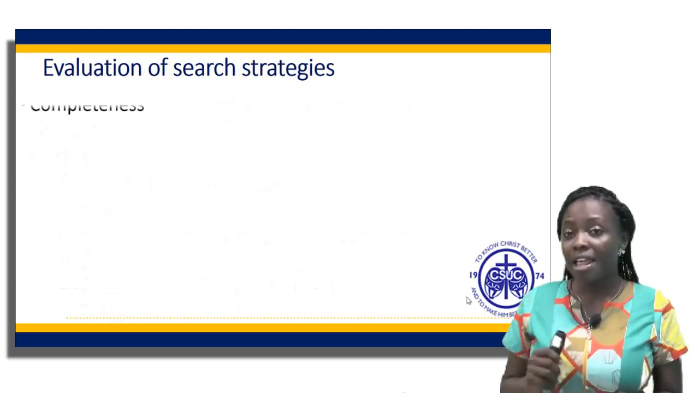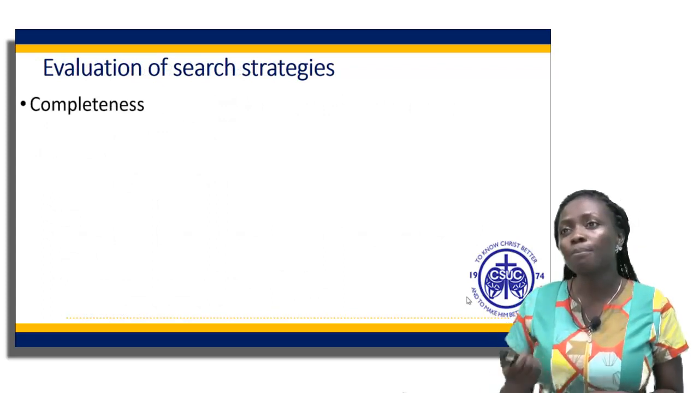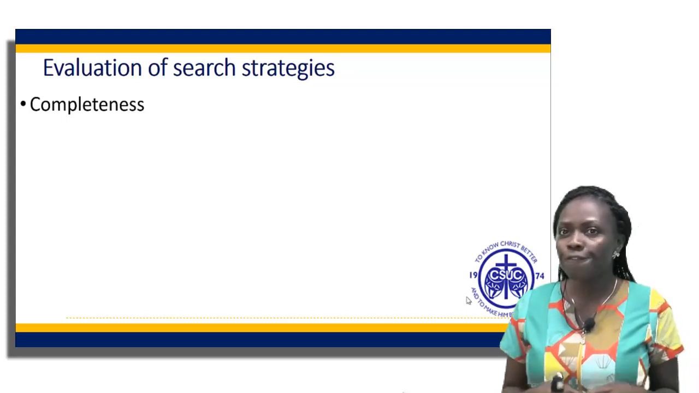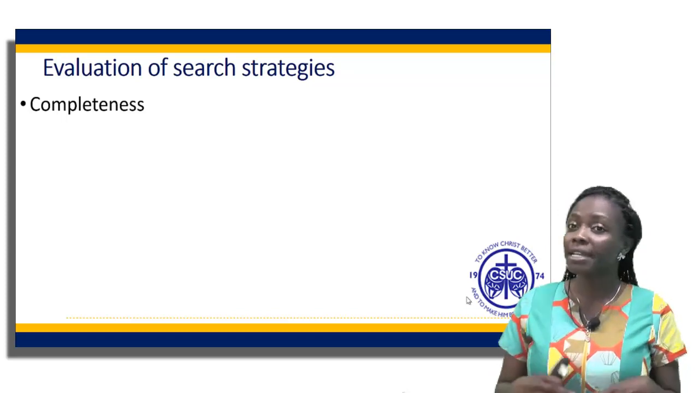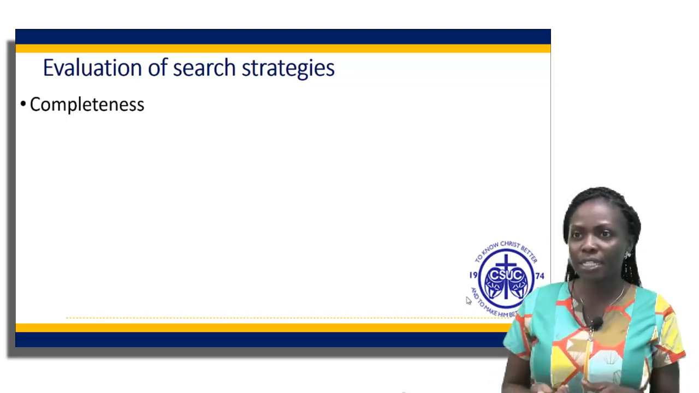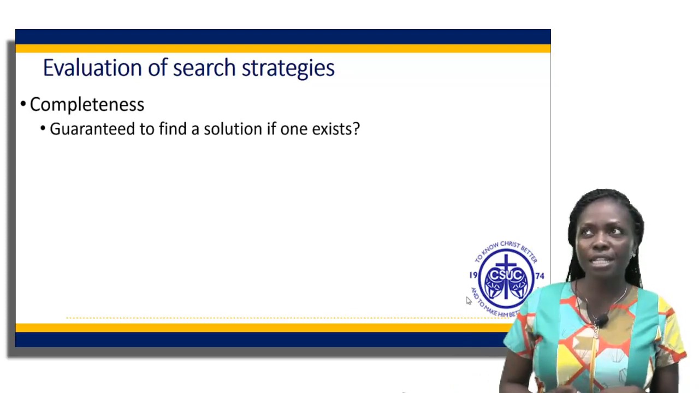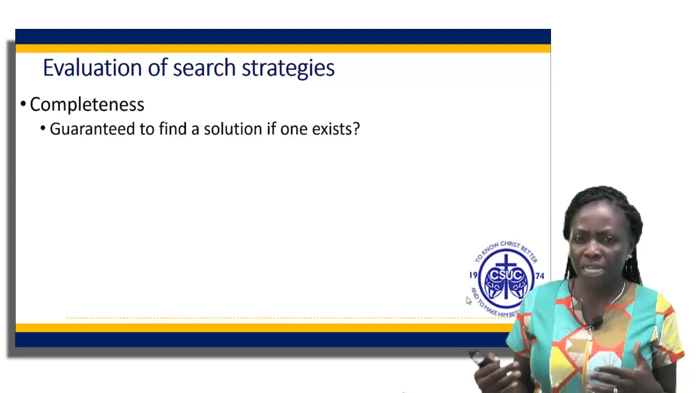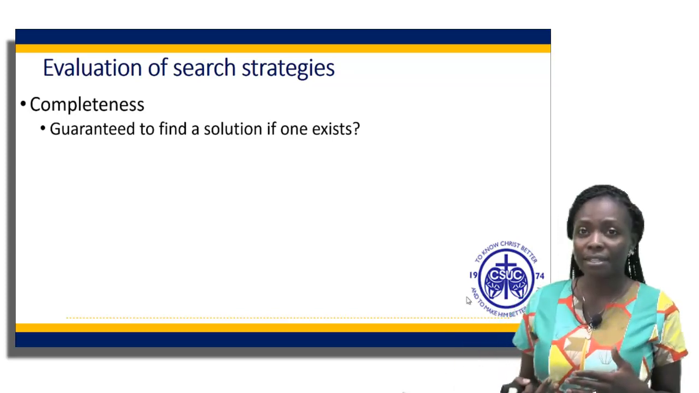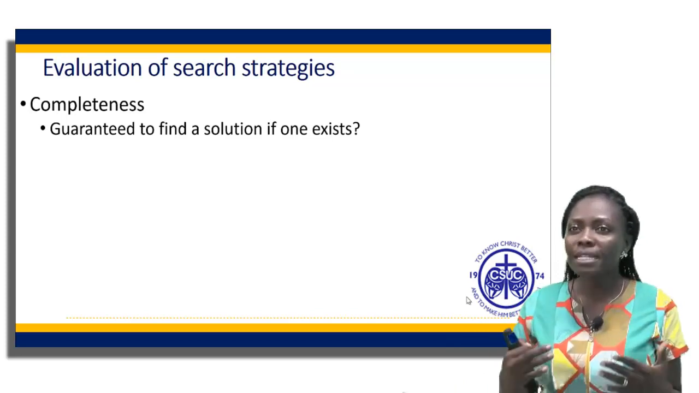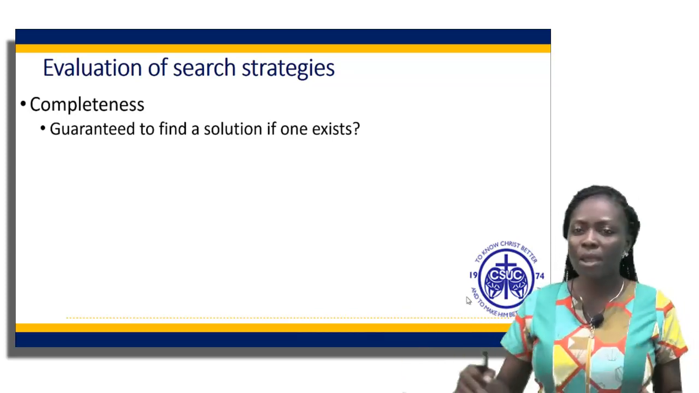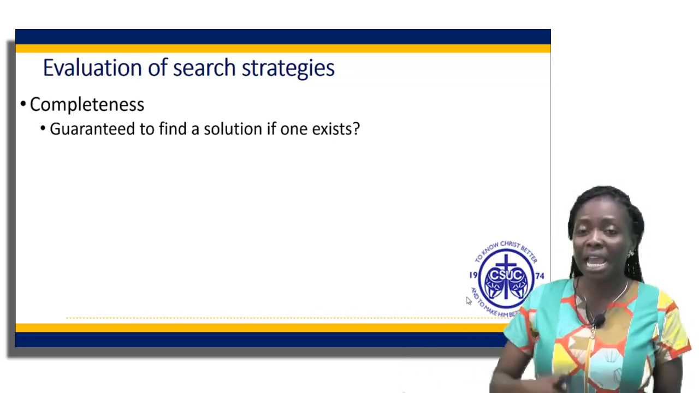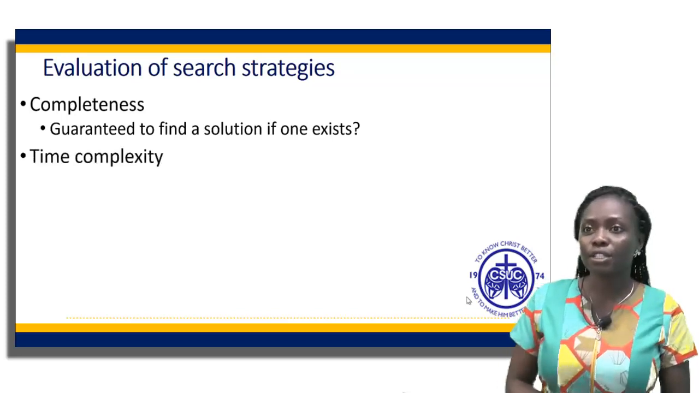Evaluating search strategies. The first evaluation is completeness. Remember, we've already said that if we find a solution, we need to be able to convince ourselves that that is the best solution we could find under the circumstances. And so the first one is completeness. In the way of completeness, we ask ourselves, if there is a solution, will we by all means find it? No matter where we are, no matter where we go, no matter what we do, no matter the operations that we apply, if there is a solution, are we going to by all means find that solution?